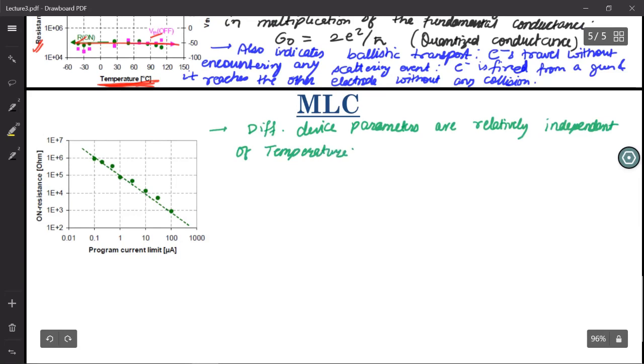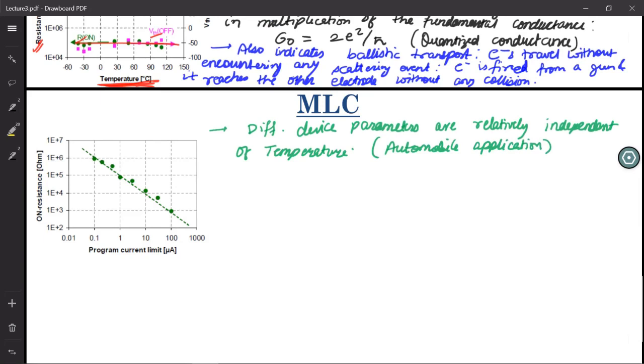So what can be the potential application of CBRAMs? Where do you need a very high temperature of operation? I mean, where do you need your devices to sustain a very high temperature operation? It's automobile applications, right? Automobile application is a very promising avenue for utilization of CBRAMs.